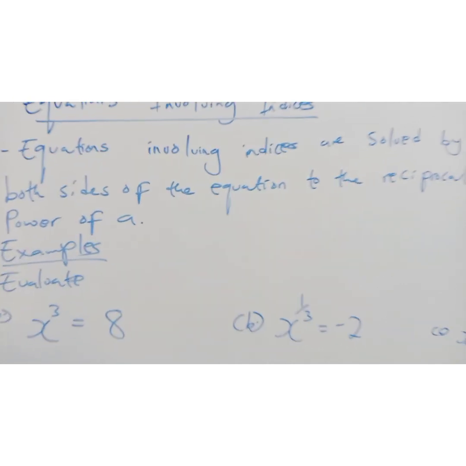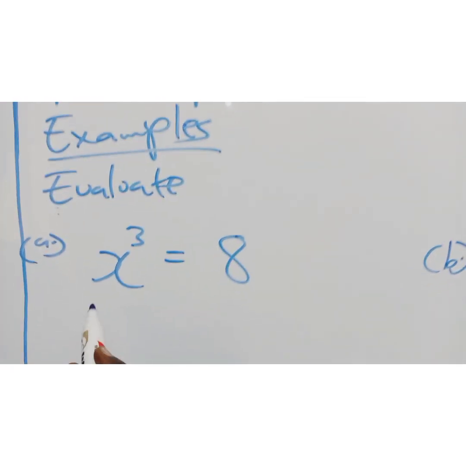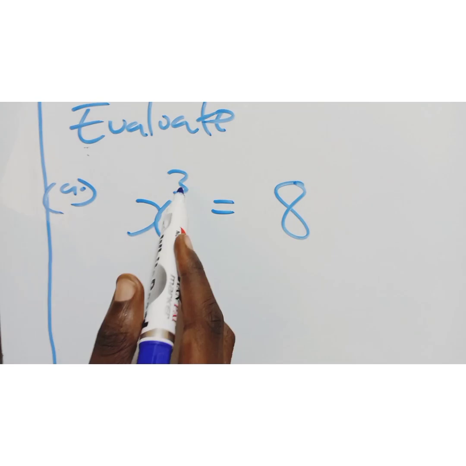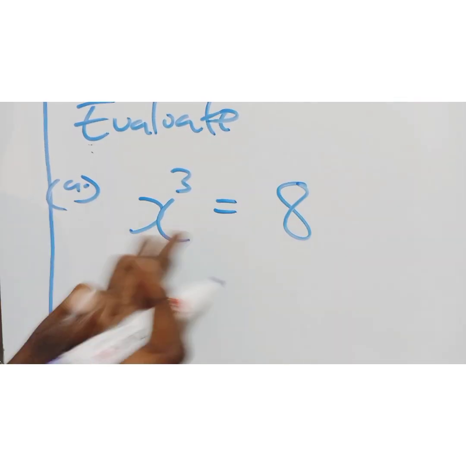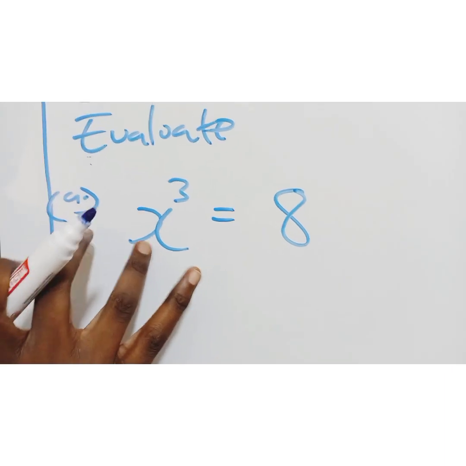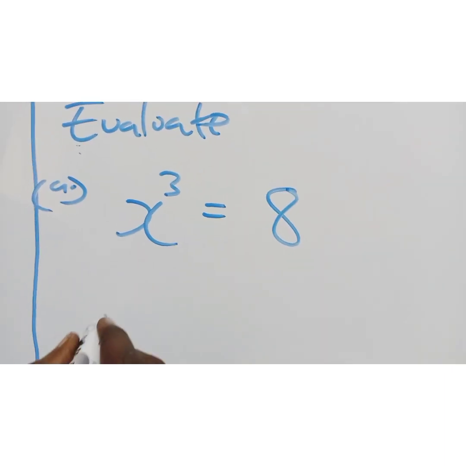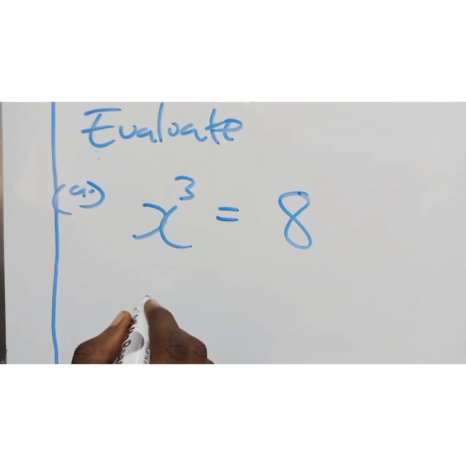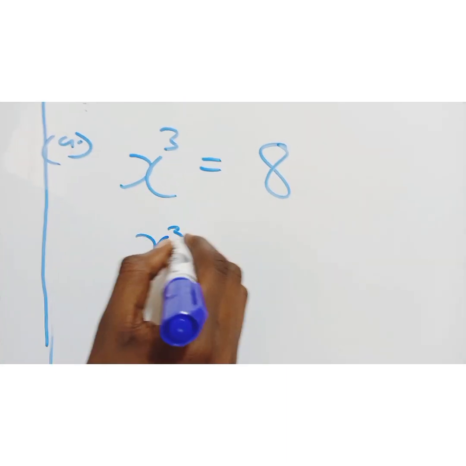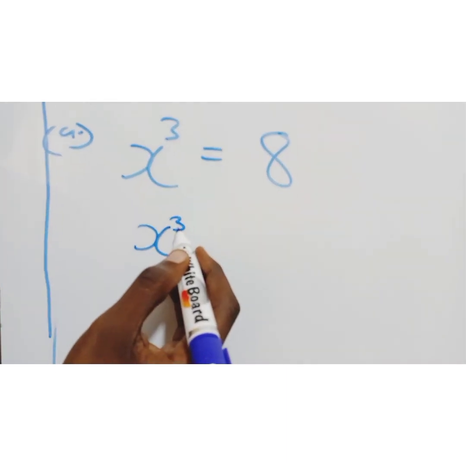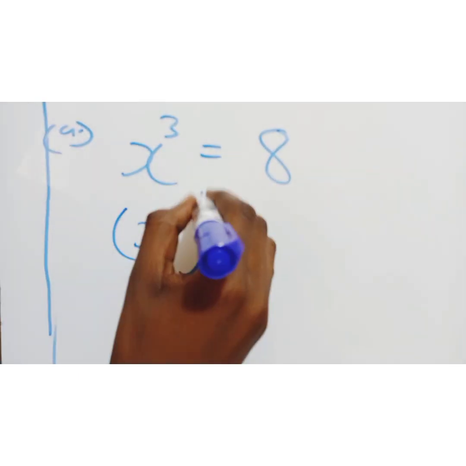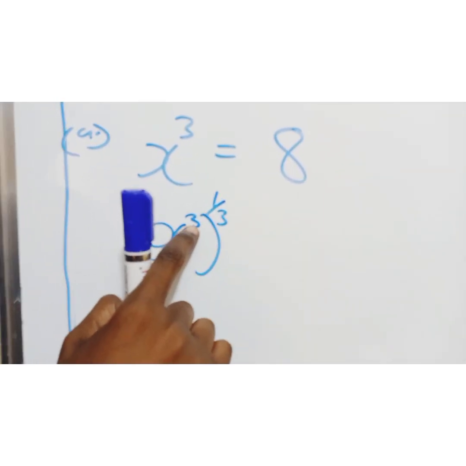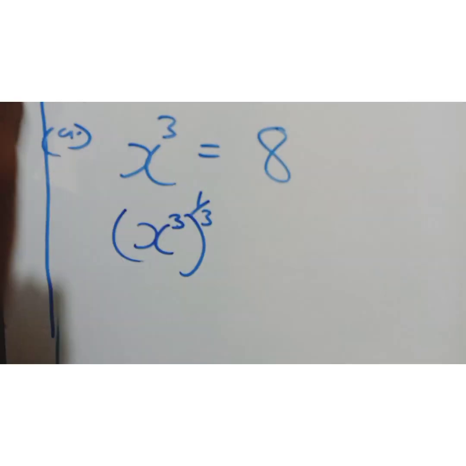Come with me here. So examples. Evaluate x to the power 3 is equal to 8. So in simple terms, solve for x. What is your x here? So this is what you do. This is about reciprocating. So you have x to the power 3. What's the reciprocal of 3? It's 1 over 3. So for a reciprocal of a whole number, you introduce a 1.